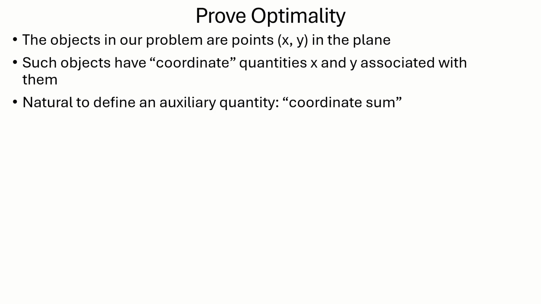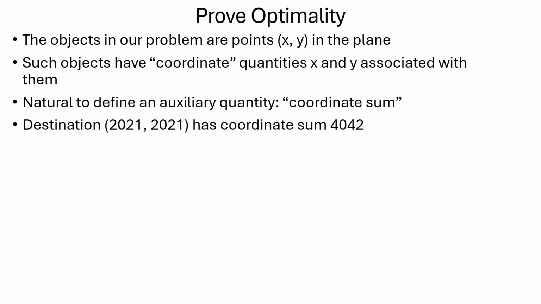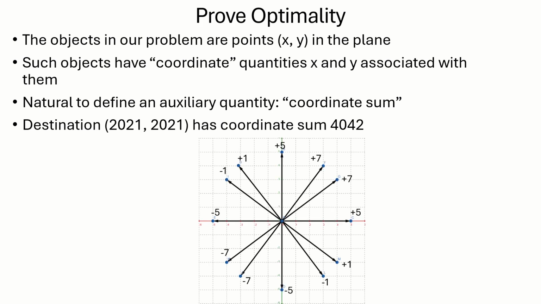Let's think about this problem from that perspective now. The point we want to reach has a coordinate sum of 4042, and the hops we're allowed to take each change our coordinate sum by plus or minus 5 or plus or minus 7. In terms of this new quantity, a solution to our problem requires that we change our starting coordinate sum of 0 at the origin to the destination coordinate sum of 4042. And the hops we're allowed to take allow us to increase our sum by at most 7.